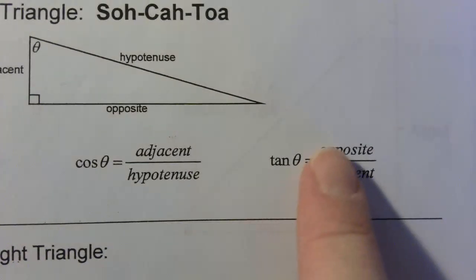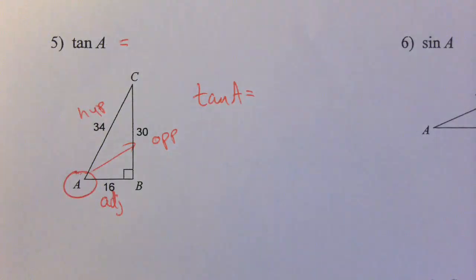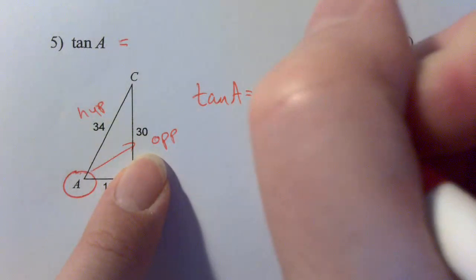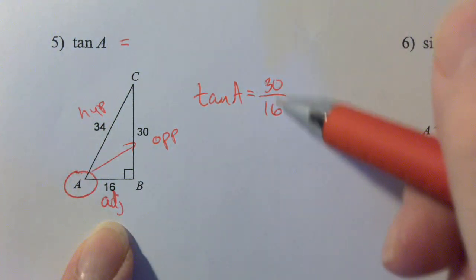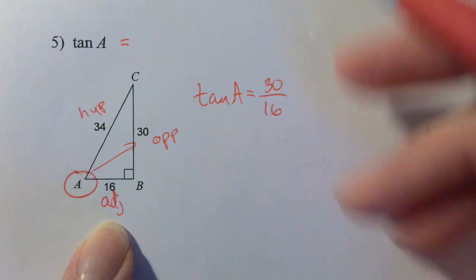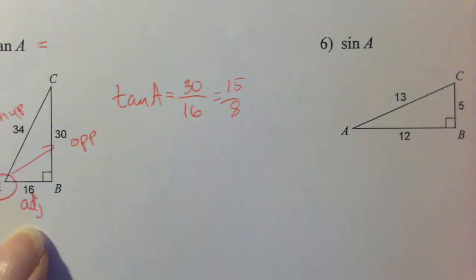Tangent is opposite over adjacent. There's your TOA, opposite adjacent. So the opposite is 30. The adjacent is 16. Now, I know these both divide by at least a 2, and that would give me 15 over 8. Now, let me show you in the calculator real quick.